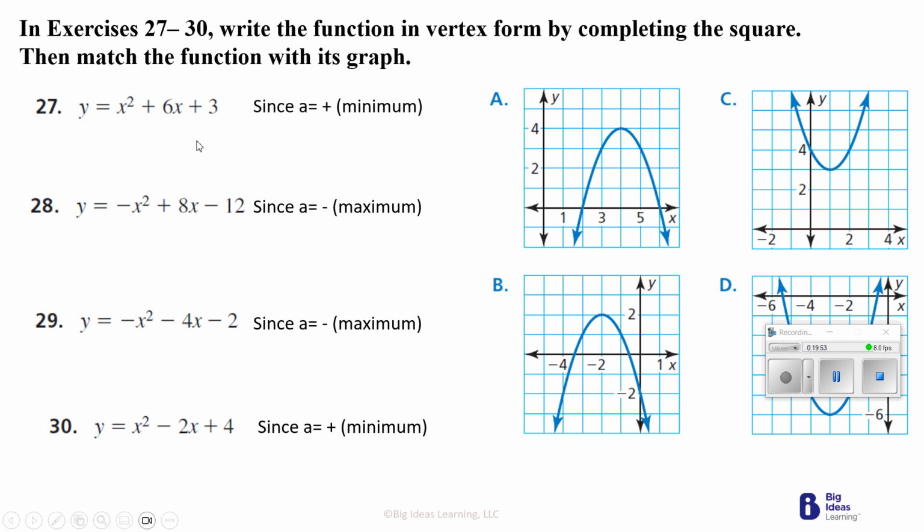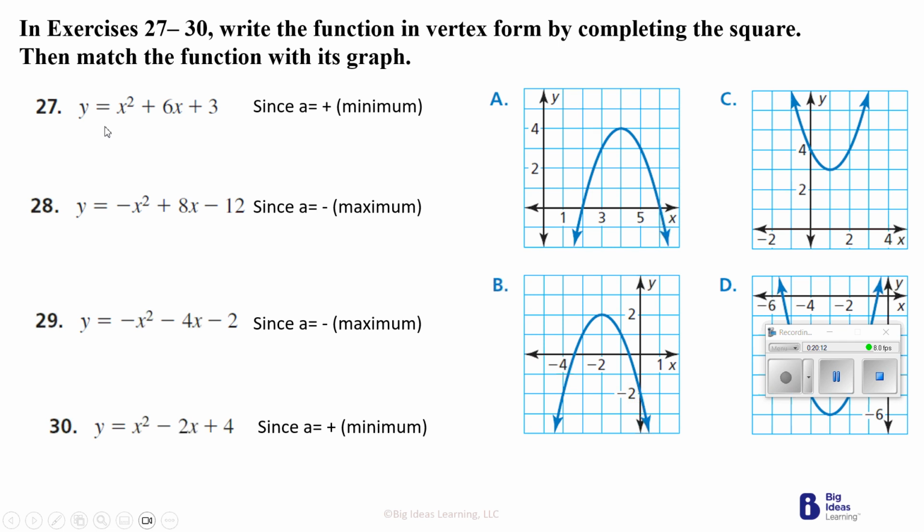24 is yours to do. 27 says write a function in vertex form by completing the square and match the function with its graph. So they're looking for where's the minimum and maximum. So write the function in vertex form by completing the square.